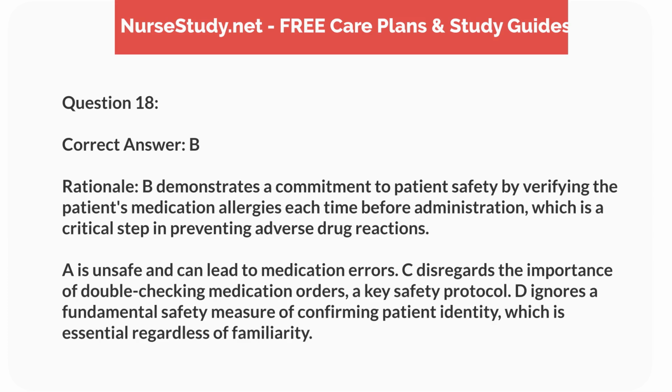Correct answer: B. Rationale: B demonstrates a commitment to patient safety by verifying the patient's medication allergies each time before administration, which is a critical step in preventing adverse drug reactions. A is unsafe and can lead to medication errors. C disregards the importance of double-checking medication orders, a key safety protocol. D ignores a fundamental safety measure of confirming patient identity, which is essential regardless of familiarity.